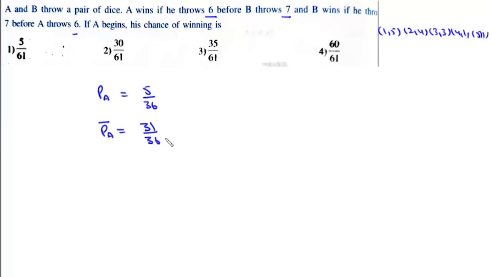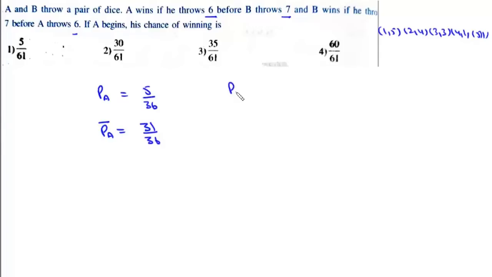Now here the question is, A and B throw a pair of dice. A wins if he throws 6 before B throws 7, and B wins if he throws 7 before A throws 6. And if A begins, his chances of winning is. Now A is going to win if he throws 6, and we get 6 if we have 1 5, 2 4, 3 3, 4 2, and 5 1. So there will be this 5 by 36, and A not winning, it will be 31 by 36.